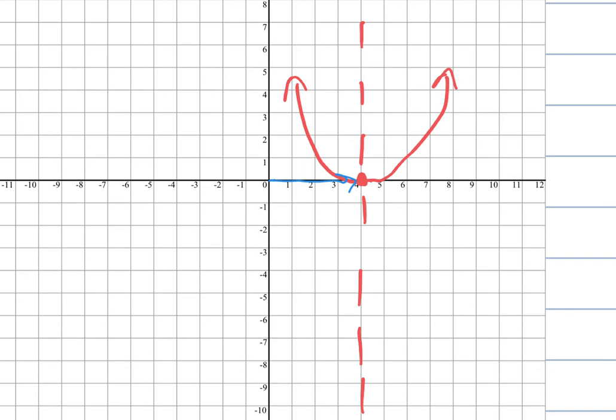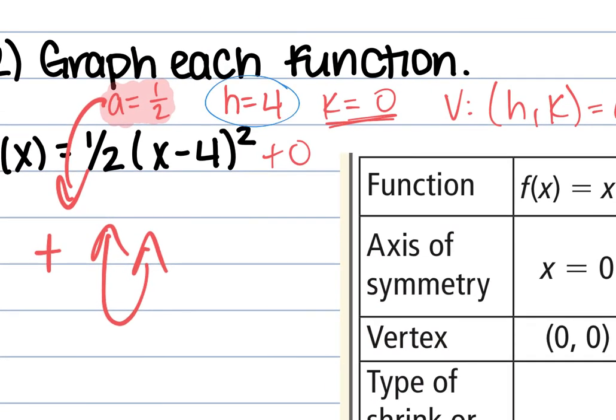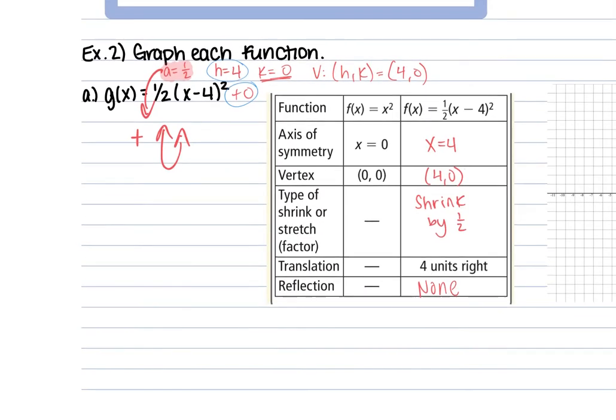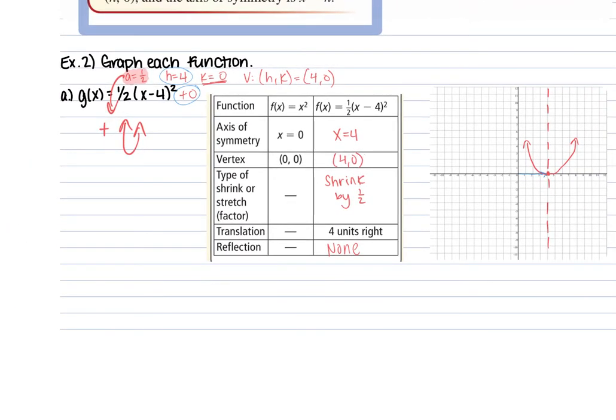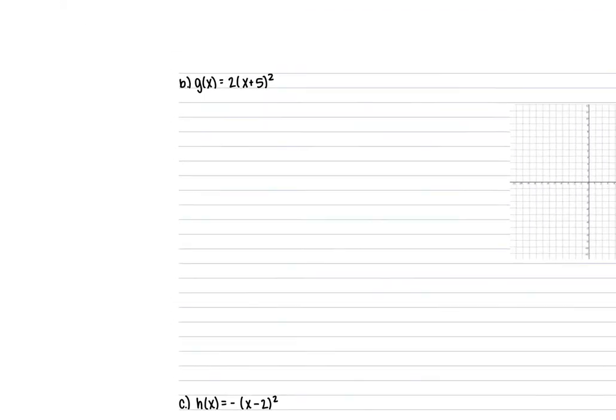How is the h value 0? The h value was not 0. Oh, I meant, the h value is 4. Since there's nothing after, there was no k value. There was nothing added. Then it's 0. Okay? Good questions. Any other questions, guys? Let's do another one, okay? Let's do B.